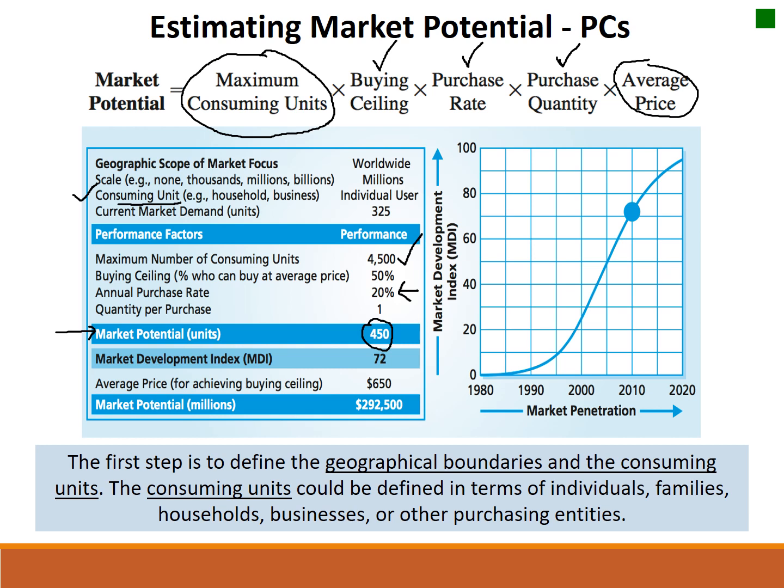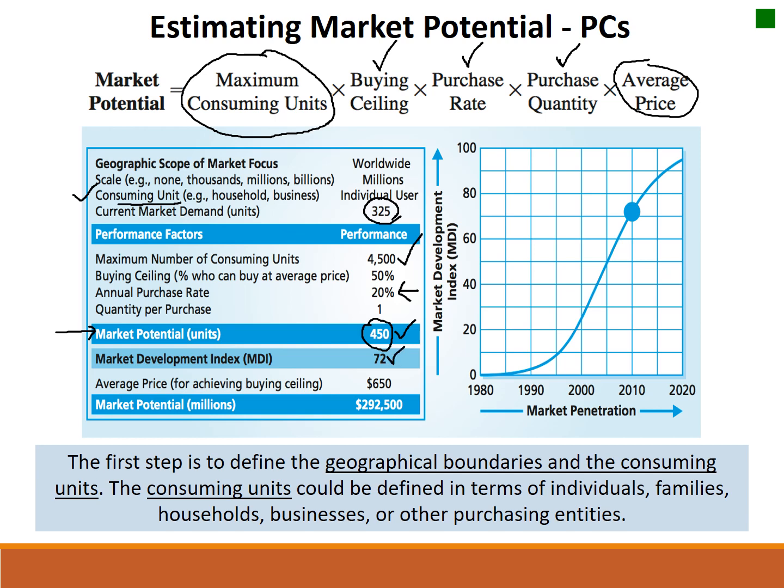So the other number that we want to focus on on this particular page is the current demand for the product. So the worldwide millions of users right now in this illustration is 325 million. So 325 million customers are being served out of a potential of 450 million. And if we take this and simply divide 325 by 450, then we get 72%.